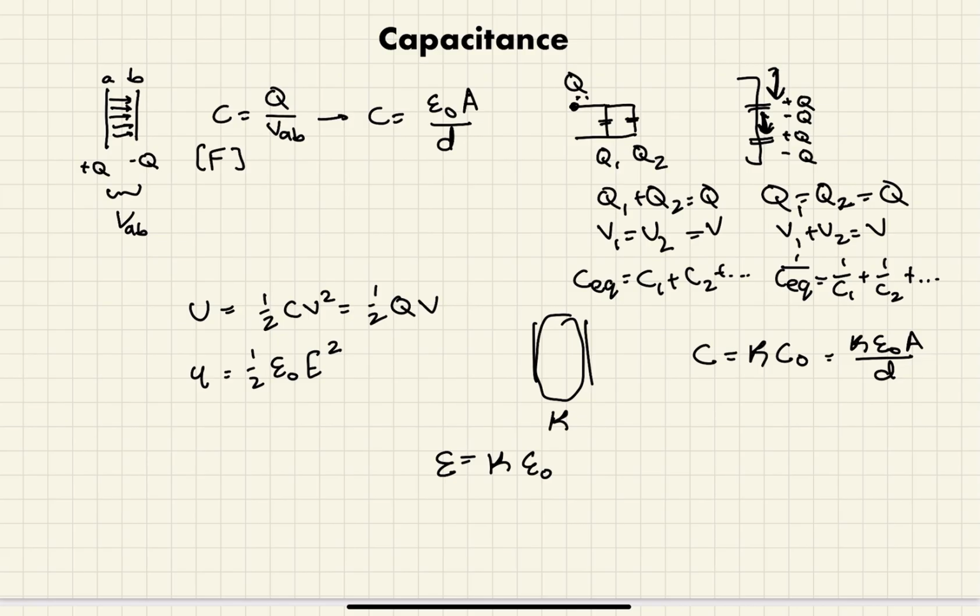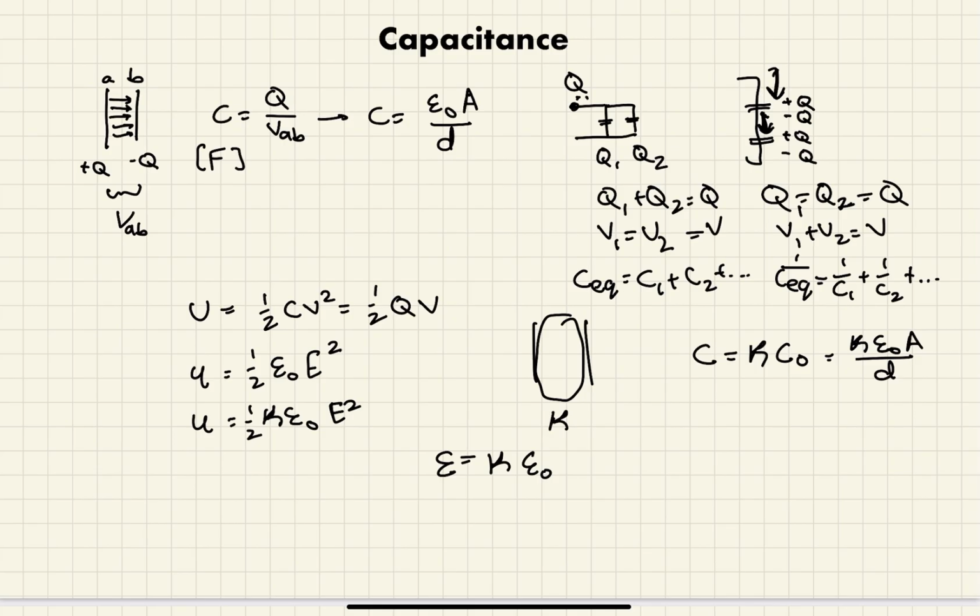And almost every time you see an epsilon naught now, you can just add a kappa in front of it if there's a dielectric. For example, in this formula right here, the new energy density is going to be 1/2 kappa times epsilon naught E squared. Like I said, epsilon naught's a pretty big player here. And where else can we add a kappa?